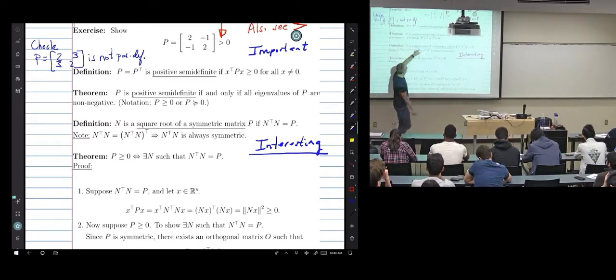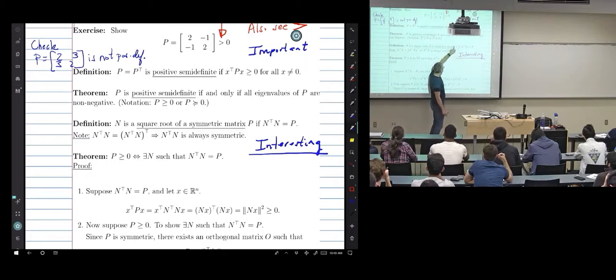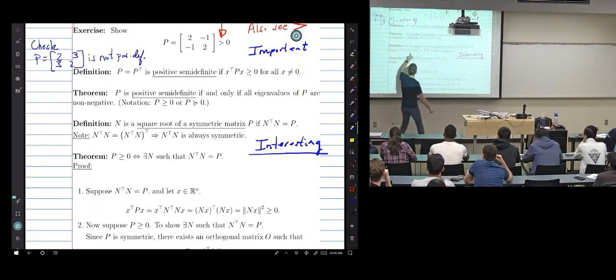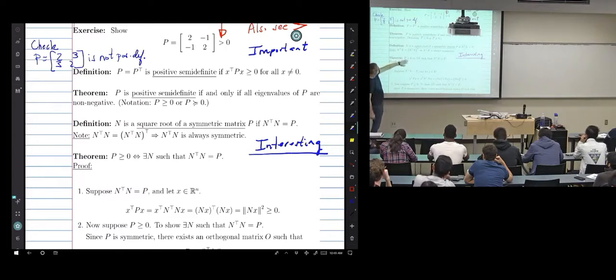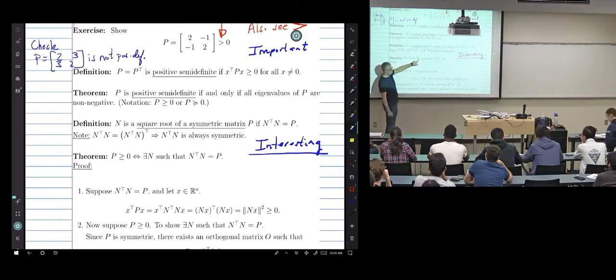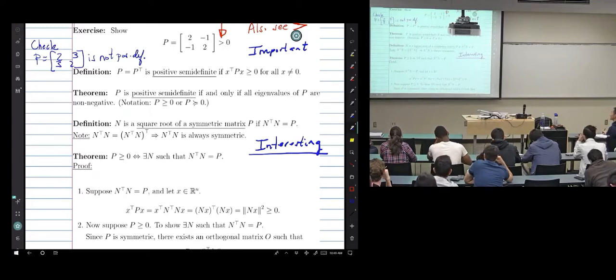Now, if your matrix is not symmetric, you can't find a root because this product is always symmetric, okay? So just checking here, N transpose N, you transpose it, you get it back, it's always symmetric. And so the theorem that you can show, and I'll let you go through the proof on your own, is P is positive semi-definite if and only if it has a matrix square root, okay? P is positive semi-definite if and only if it has a matrix square root.